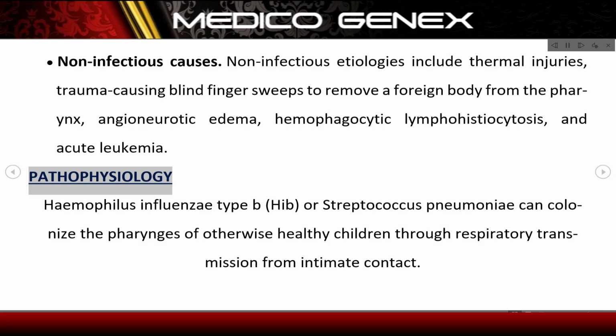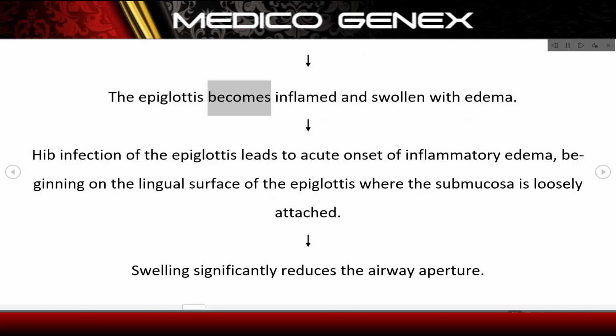Pathophysiology. Haemophilus influenzae type B, Hib, or Streptococcus pneumoniae can colonize the pharynges of otherwise healthy children through respiratory transmission from intimate contact. The epiglottis becomes inflamed and swollen with edema. Hib infection of the epiglottis leads to acute onset of inflammatory edema, beginning on the lingual surface of the epiglottis where the submucosa is loosely attached. Swelling significantly reduces the airway aperture.